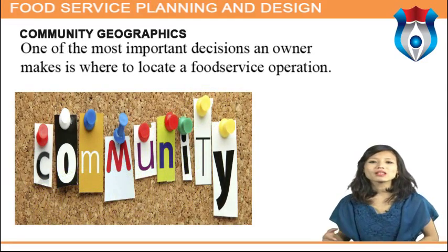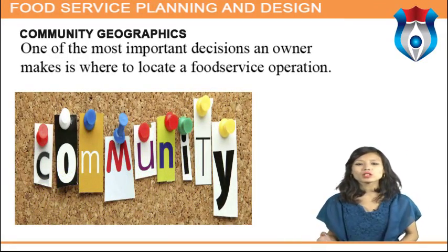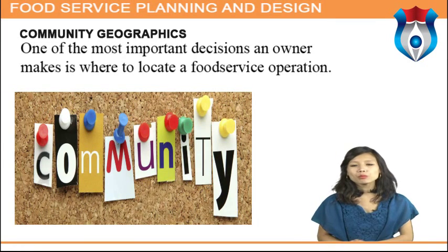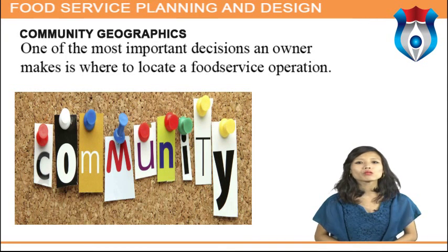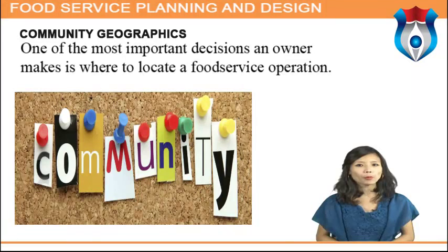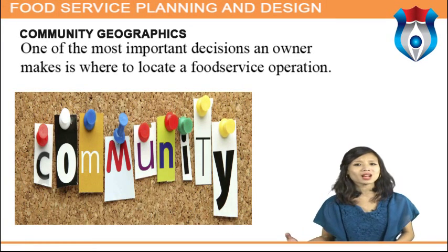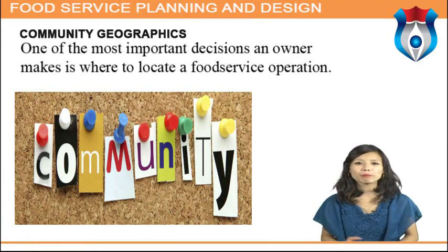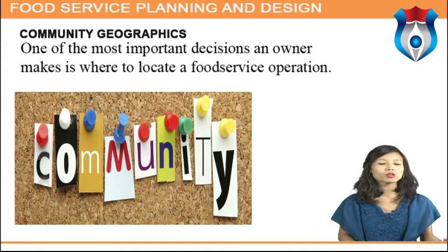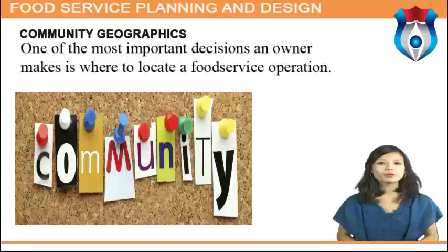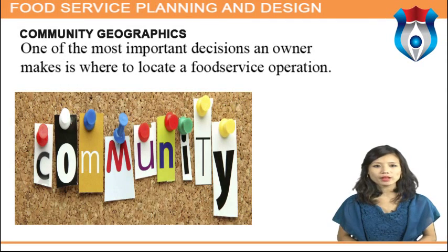Now moving on to the next topic, we will study the community geographies. One of the most important decisions an owner makes is where to locate a food service operation. A prime location will greatly increase the visibility of the operation. High visibility will increase customer count and sales due to impulse diners. Impulse diners are people who base their decision to dine at a food service operation on the taste of the food and the location of the food service operation. High visibility also reduces advertising expenses.